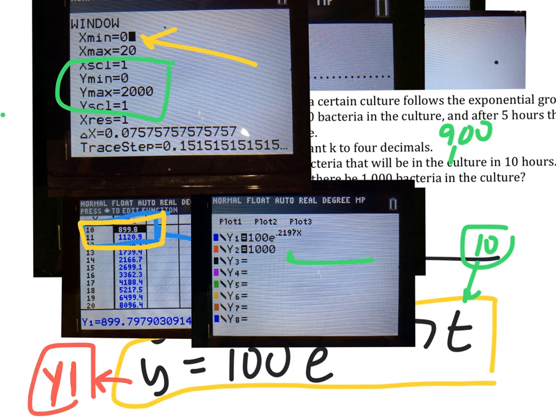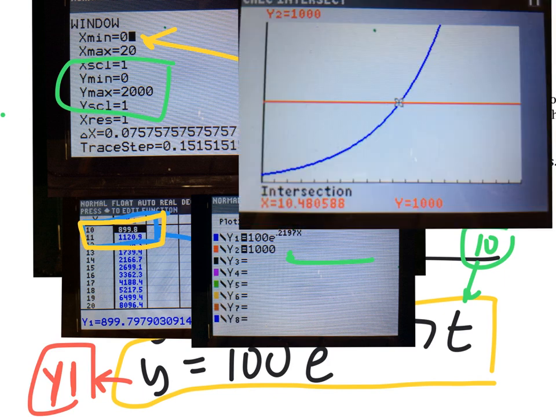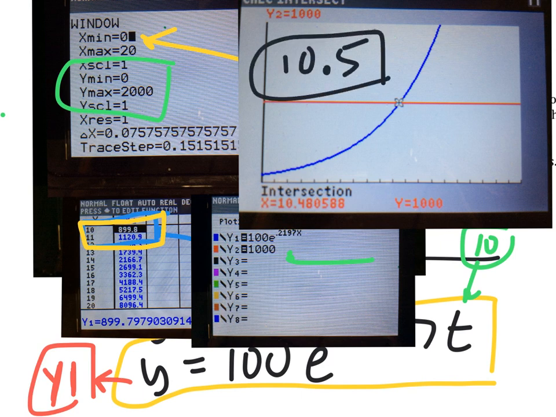So the point of intersection of these two equations is going to be the number of hours it takes for the bacteria to increase to 1,000. And it looks like here it's going to take about 10.48, so maybe if the directions say go to the nearest tenth of an hour, it's going to take about 10.5 hours for the bacteria to increase.